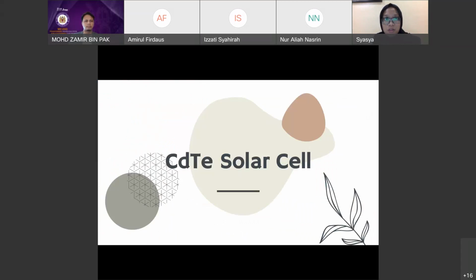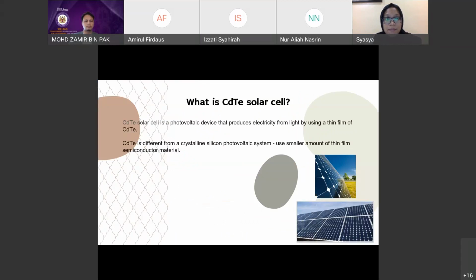What is a cadmium telluride solar cell? A cadmium telluride solar cell, also called cadmium telluride photovoltaic or cadmium telluride thin film, is a photovoltaic device that produces electricity from light by using a thin film of cadmium telluride. It differs from crystalline silicon photovoltaic technologies as it uses a smaller amount of semiconductor thin film to convert absorbed light energy into electrons.